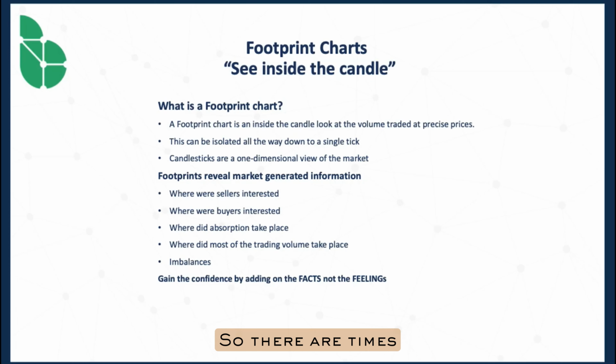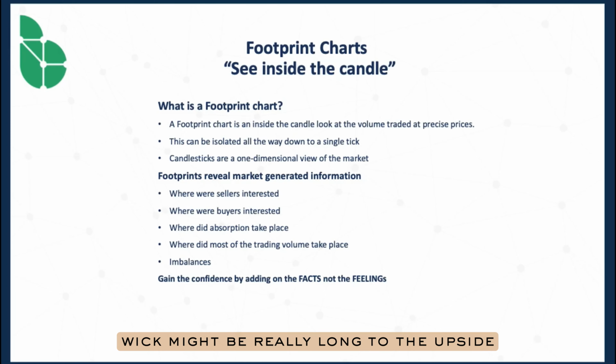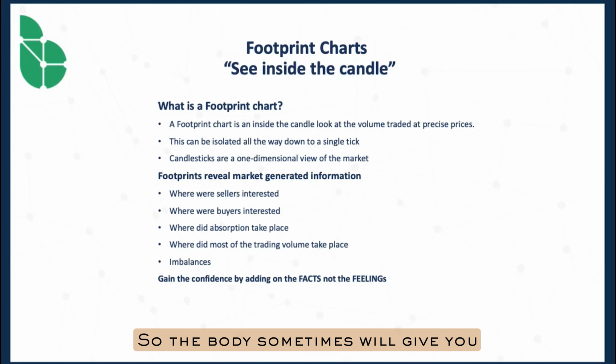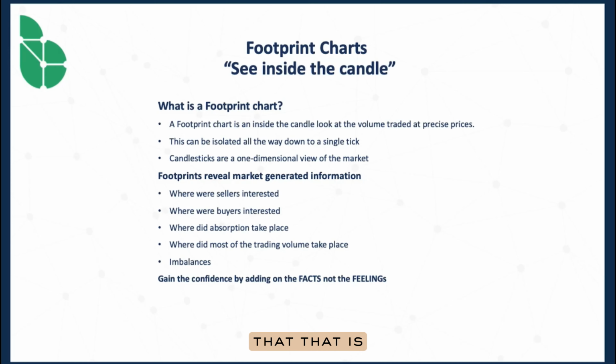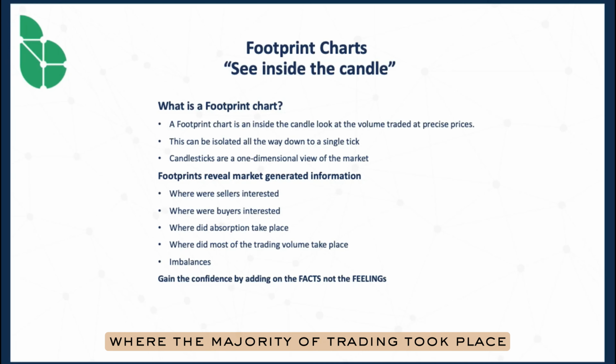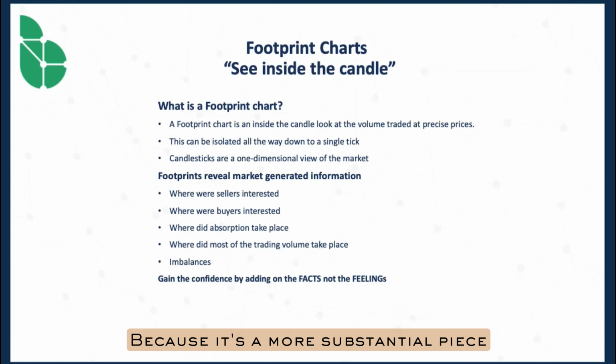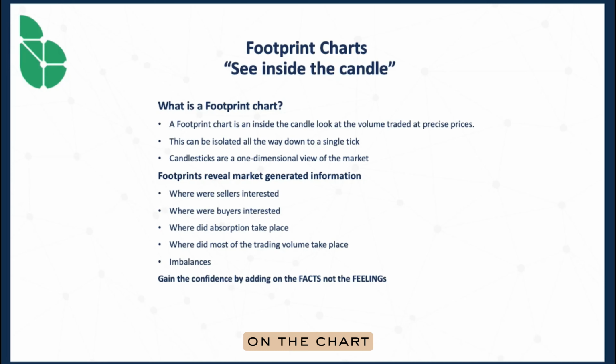There are times when you'll be looking at a candle and it has, say, a really long wick, and the wick might be really long to the upside. This might be called an inverted hammer, with a really small body and a really tall wick to the upside. The body sometimes gives you the impression that that is where the majority of trading took place, because it's a more substantial piece on the chart in relation to what looks like a skinny wick.